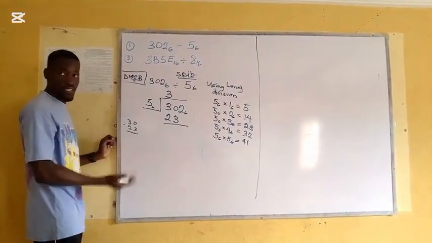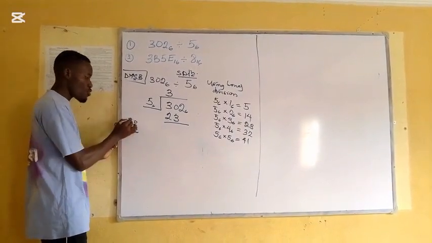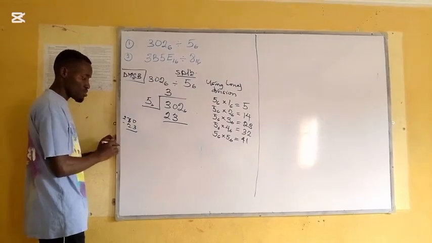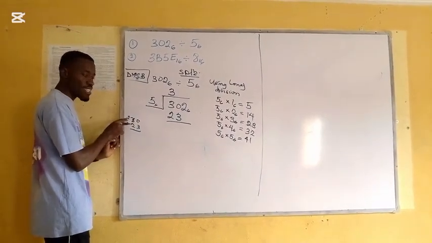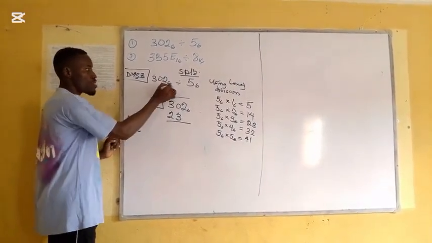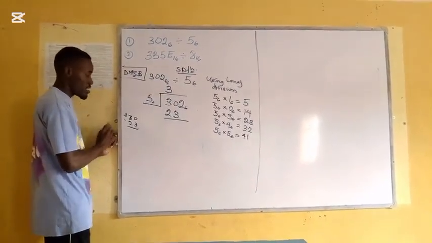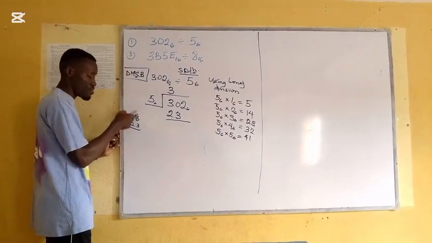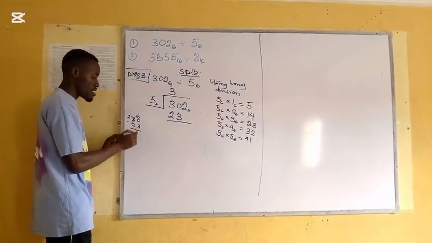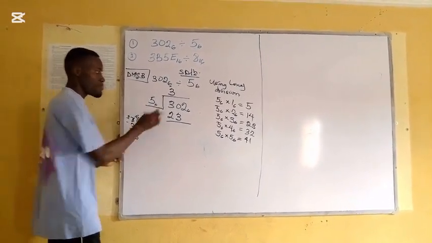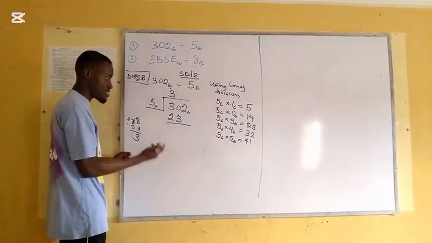0 minus 3 is not possible. So all I have to do is to borrow 1 from this 3 to remain 2. Now please don't forget, that one that you are borrowing is the base you are working with, which is 6. So if I put my 6 here, here becomes 6. 6 minus 3, I have 3. So therefore, my 30 minus 23 in base 6 is going to give me what?